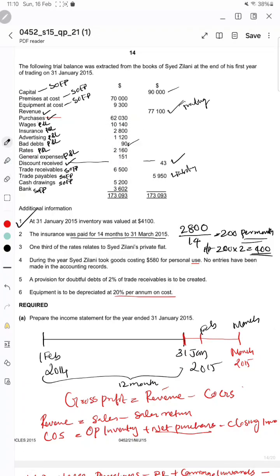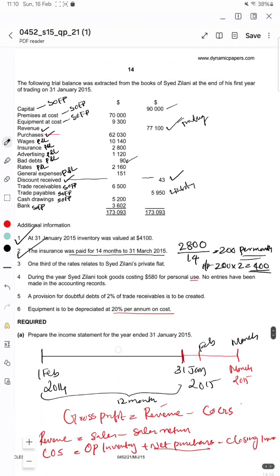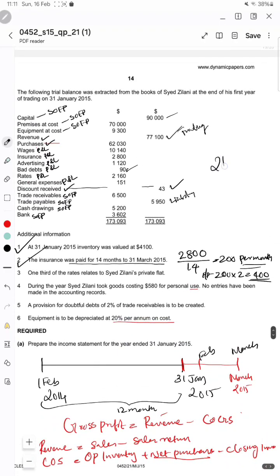So this we have taken. The next one is rates. 2160 rates. We have one adjustment. 1/3 of the rates related to the sales private flat. So those rates are not related to the business. Okay, so we'll check how much is 1/3. Rates is how much? 2160. 2160 into 1 by 3. How much is it? Just calculate.